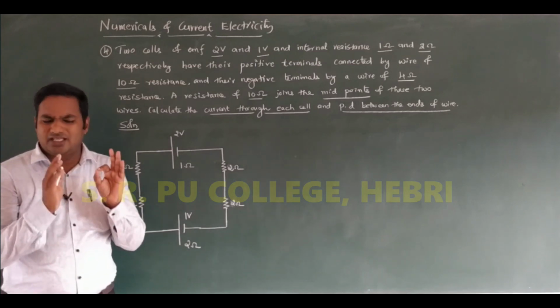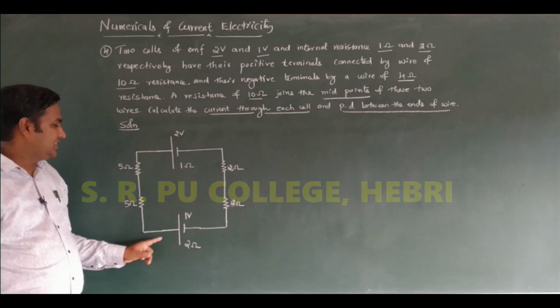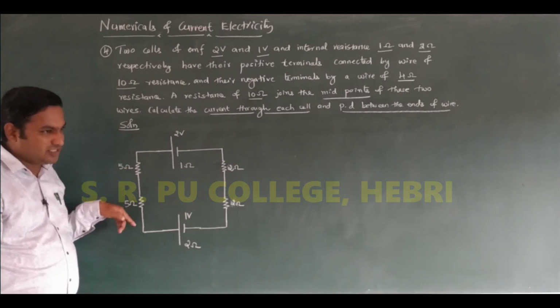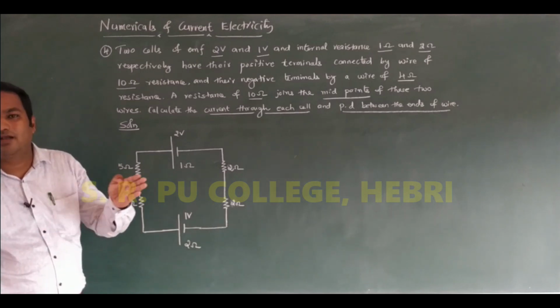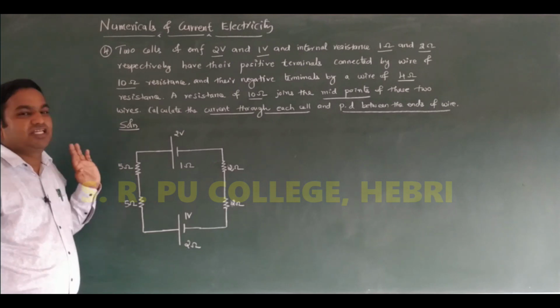Dear student, I did a simple adjustment here. The positive terminals of the two cells are connected to a 10 ohm resistance of the wire. A 10 ohm resistance of wire, I have counted as two equal parts. One part is 5 ohm, another part is 5 ohm.